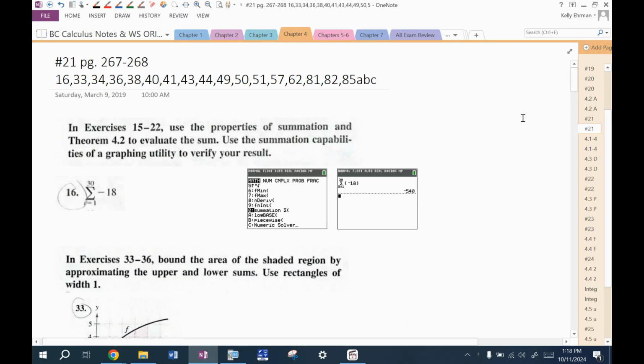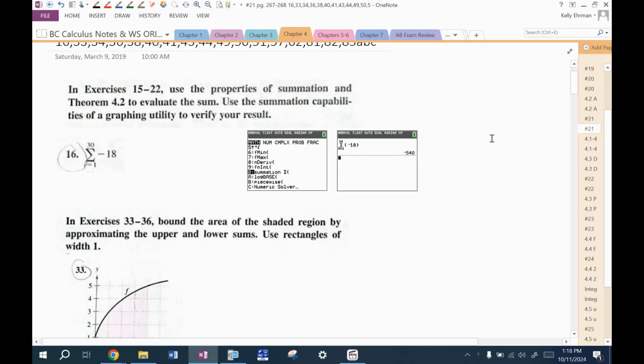All right. The first problem is allowing us to find the value of a sum and then also check it on the calculator. You won't have to use summation on your calculator for the AP exam, but it's kind of nice to know how it works.